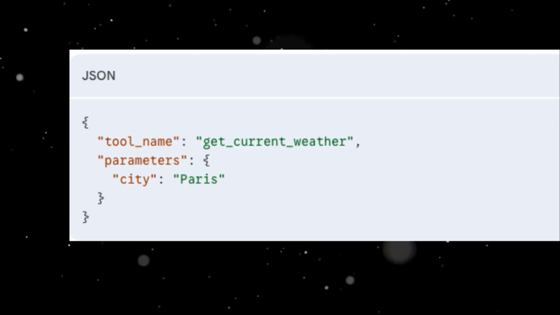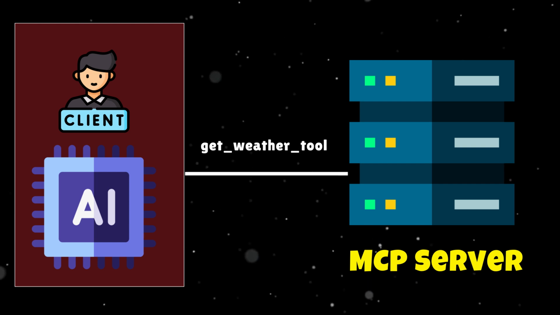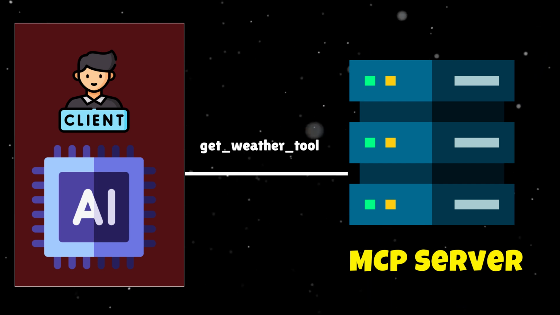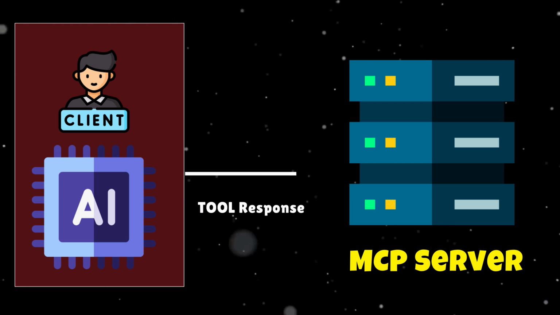The host application captures this intent, often as a JSON object. 4. Invoke the tool via MCP. The MCP client then sends a tool's call request to the server with the chosen tool name and parameters, adhering to its defined schema. 5. Return the result to the LLM. The MCP client receives the tool's output.